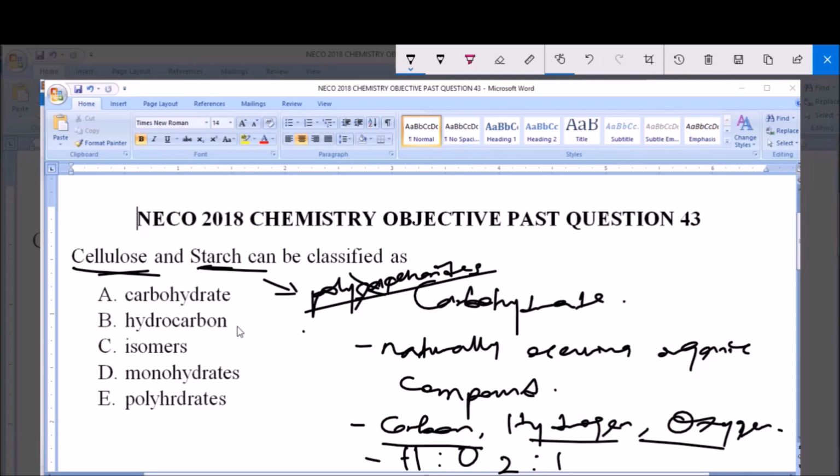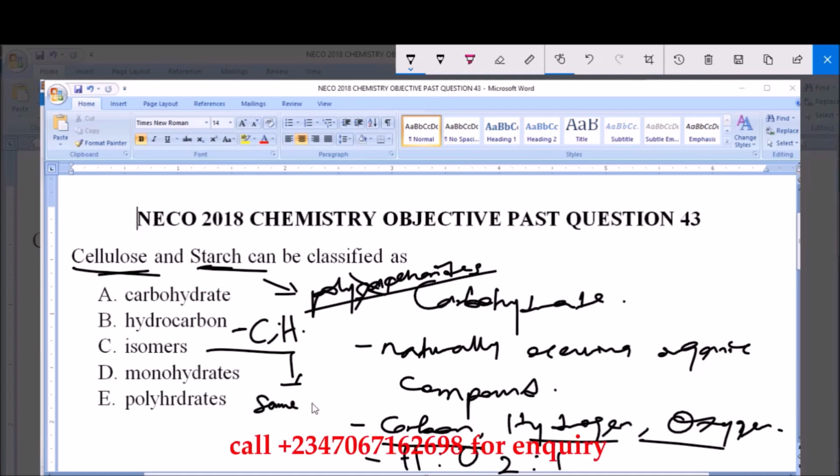Now, option B here says hydrocarbon. Hydrocarbons are only compounds that contain carbon and hydrogen. That is called hydrocarbon. Examples are methane, ethane, butane. Now, option C says isomers. Isomers simply refers to two or more compounds having the same molecular formula but different structural formula. That's isomer. An example is when you see butane and 2-methyl propane. So these are isomers.